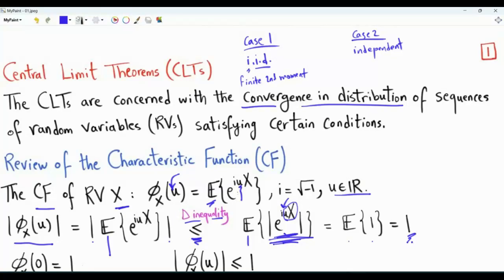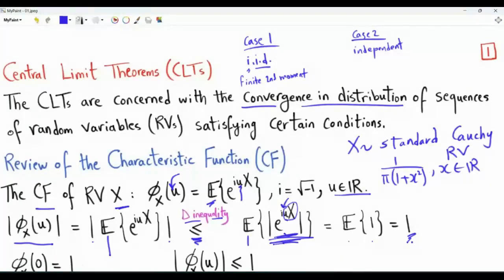And note that the characteristic function, when we evaluate it at u equals 0, we get 1. This is in contrast with, for example, the moment generating function. So the moment generating function may not exist. Suppose that X is a standard Cauchy random variable, and this is an absolutely continuous random variable, and the PDF is 1 over pi times 1 plus x squared, where x is in R. Now, the moment generating function of a Cauchy random variable is only finite when this parameter t, which is real valued, is equal to 0. In that case, the moment generating function is equal to 1. But if we try to obtain this expectation when t is non-zero, then we get infinity.